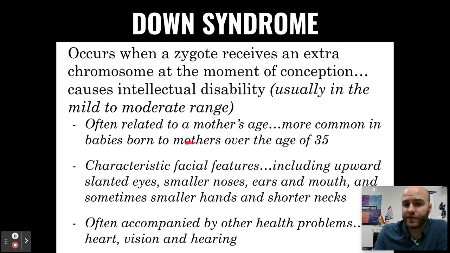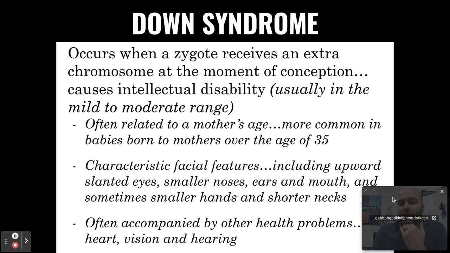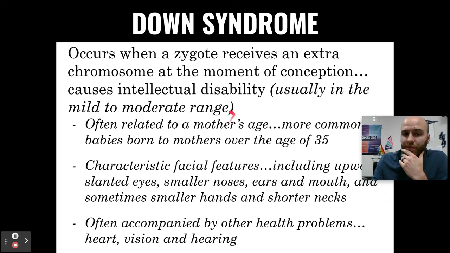Some of the common characteristics you'll notice: facial features, upward slanting eyes, smaller noses, ears, and mouth, and sometimes smaller hands or shorter necks. And like we said, as it does cause some level of mild to moderate intellectual disability, it also can often be accompanied by other health problems involving your heart, your vision, and your hearing.